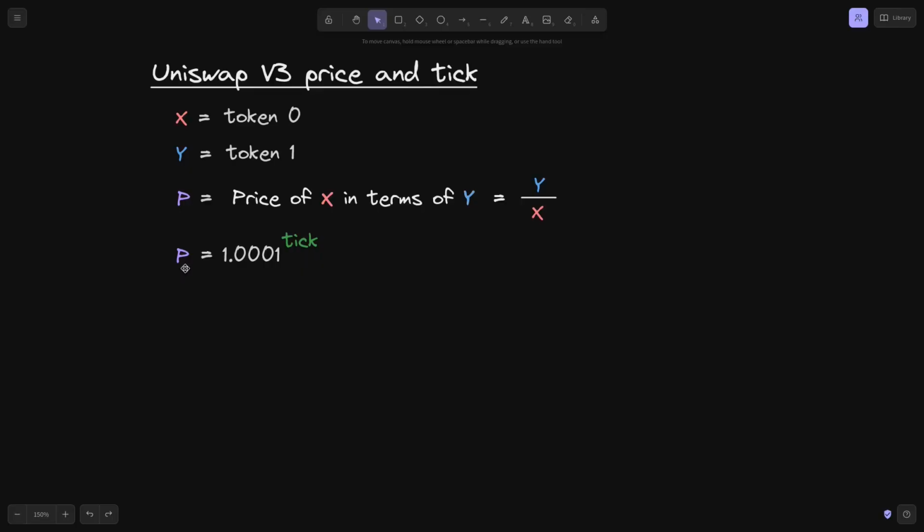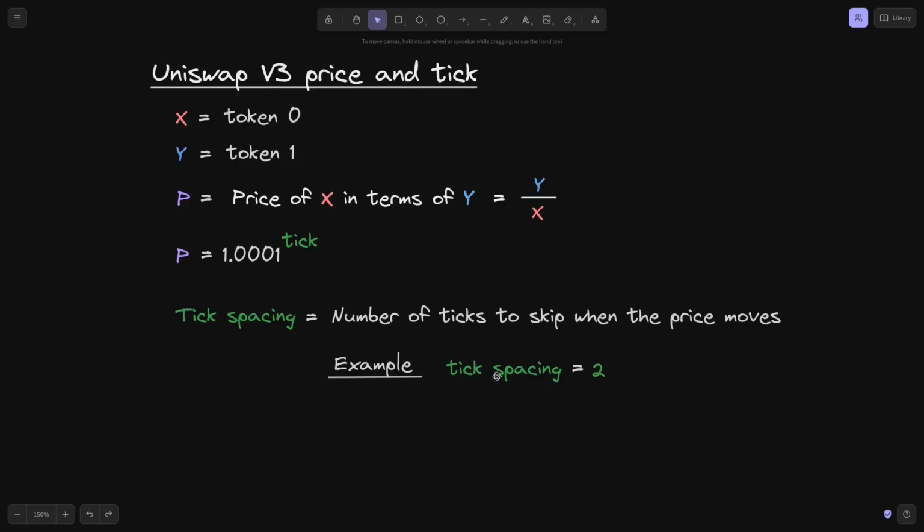So that was an example of price and tick. What about tick spacing? What is it? Tick spacing is the number of ticks to skip when the price moves. Every time there's a swap, the price moves. The price can either increase or decrease in steps of tick spacing.